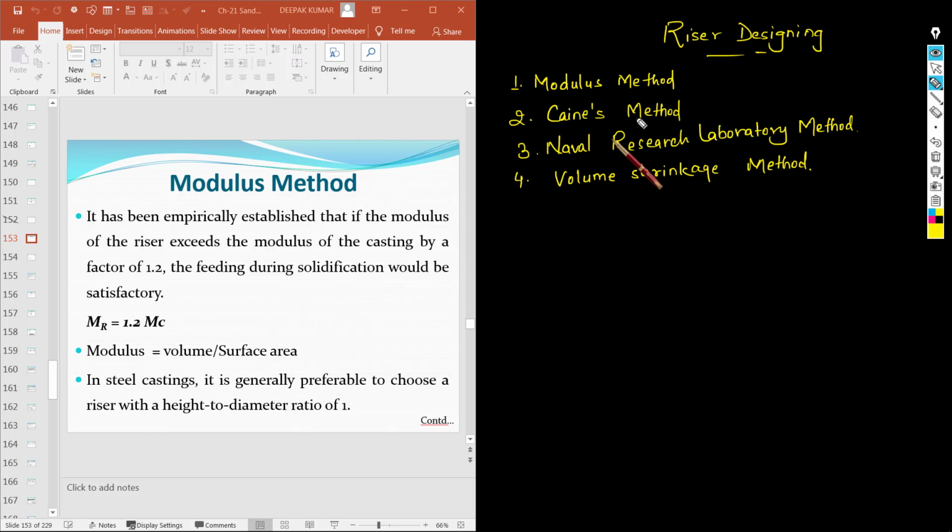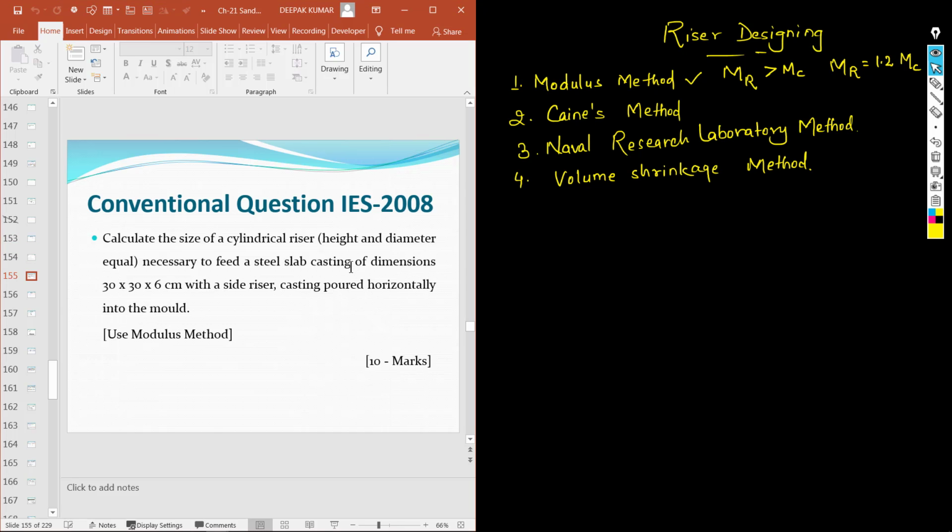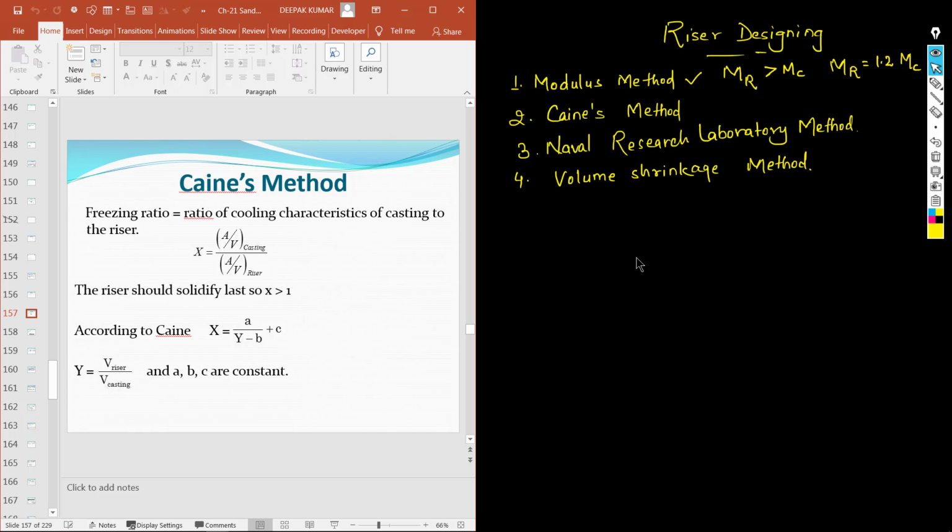So we have already discussed the modulus method, where it is given that the modulus of the riser should be greater than the modulus of the casting. This is obvious, but it is given how much greater it should be. So the modulus of the riser should be 1.2 times the modulus of the casting. Okay, so this has been discussed in the last class. Next we will go for Caine's method.